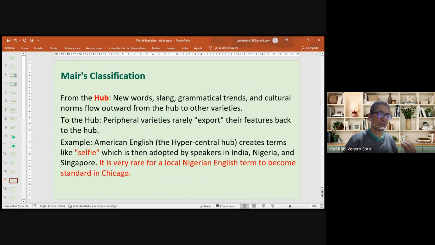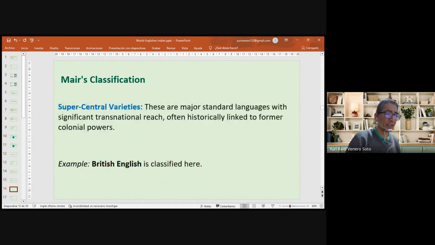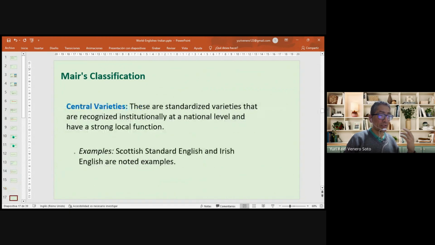Let's see the example of selfie. It's a word that was coined in American English, and it went out, and other Englishes adopted the term. But it's rare for a Nigerian English term to become standard in Chicago. So we have the supercentral varieties, and incredibly, British English is classified here. Then we have central varieties.